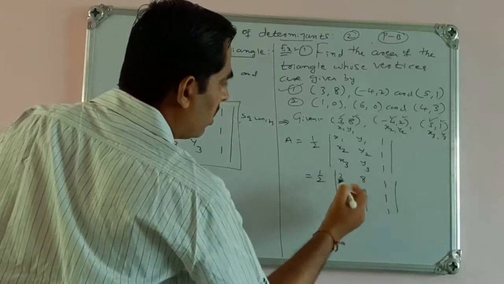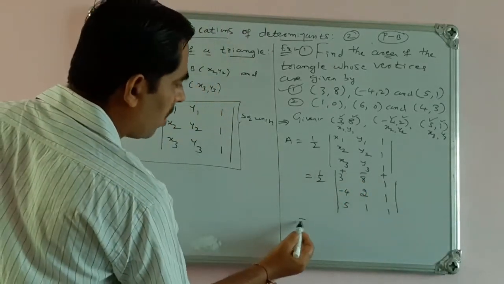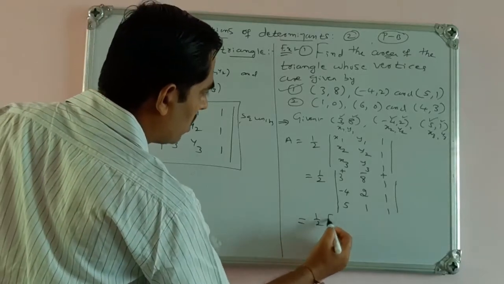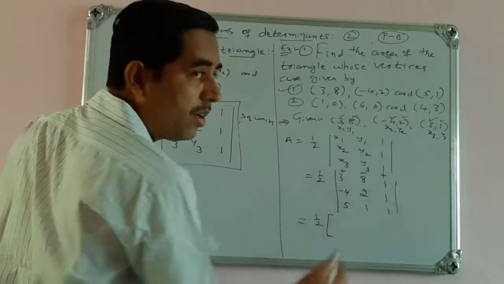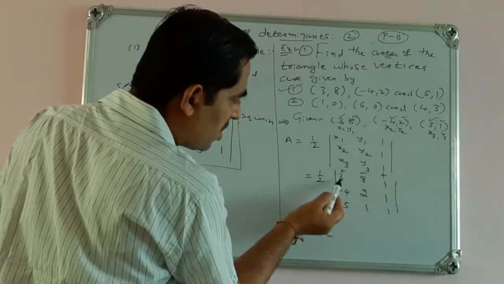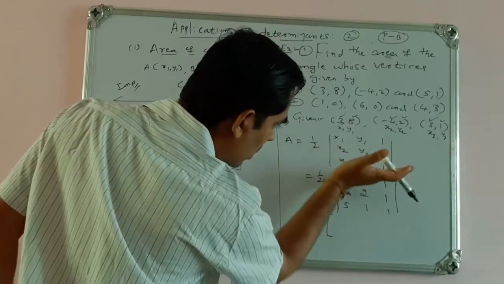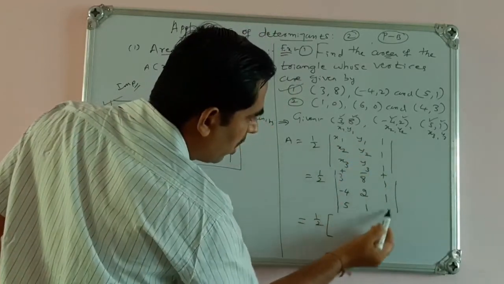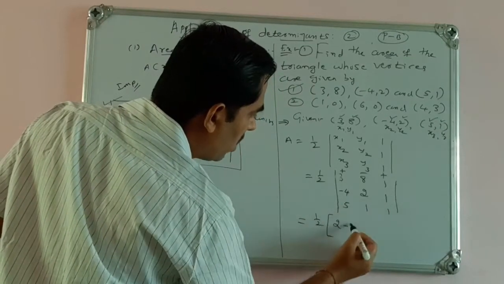I have to simplify this determinant. The signs are plus, minus, plus. I will write half as it is and expand this determinant. You leave this row and this column. What are the elements left here? 2, 1, 1, 1. So 2 into 1, 2, minus 1 into 1, 1.